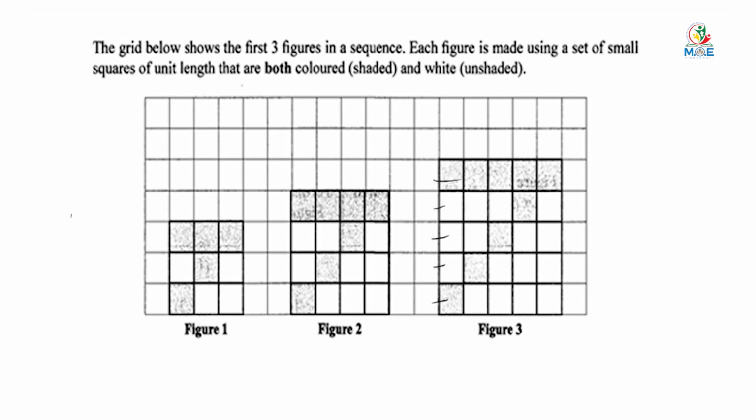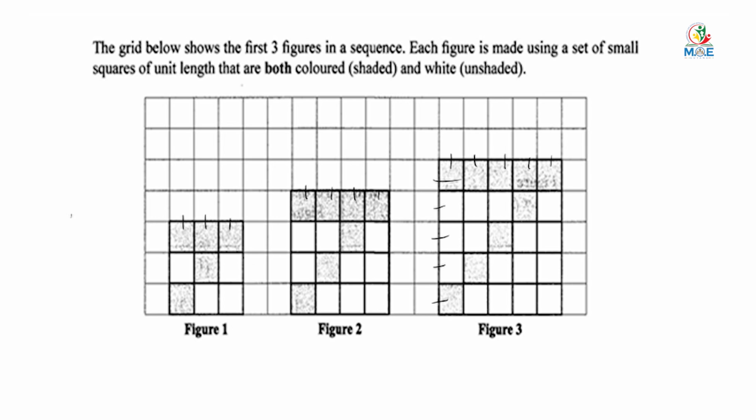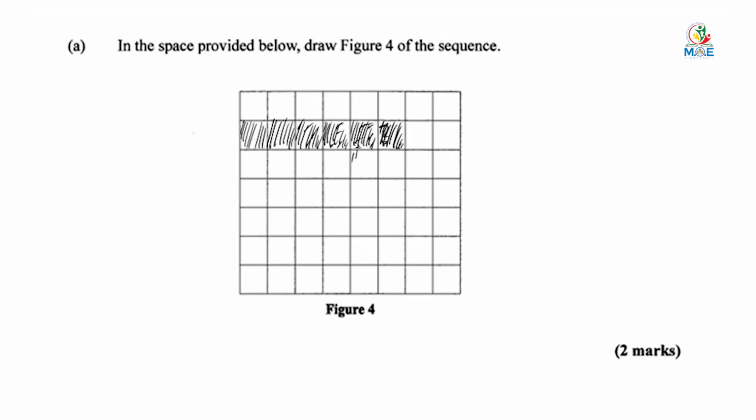Let me go back to the other figure. I shaded 1, 2, 3, then 1, 2, 3, 4, and then 1, 2, 3, 4, 5. So it means I will shade 6 this time. So 3, then I shade another one, and that'll give me that, and then I shade the entire diagonal. Let's go back to the other figure. So we shade this one here, and that should be my figure 4.